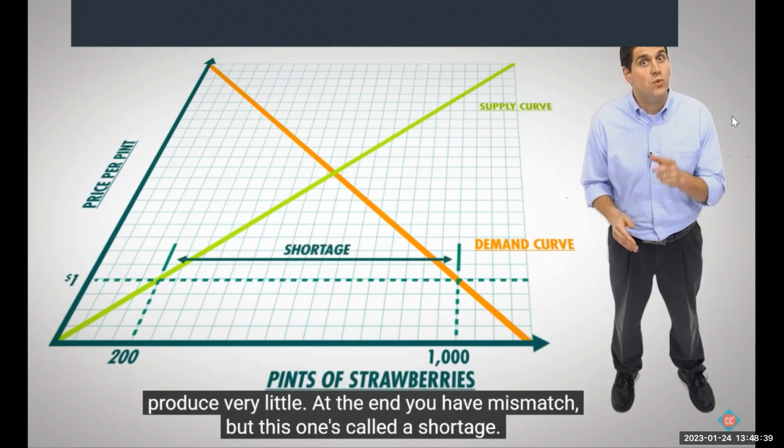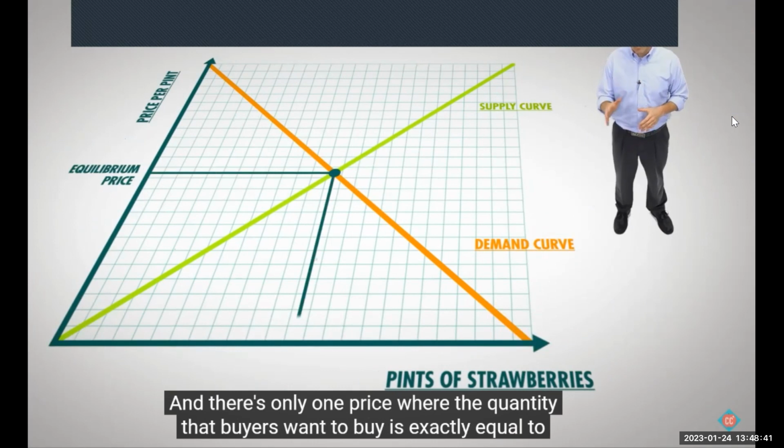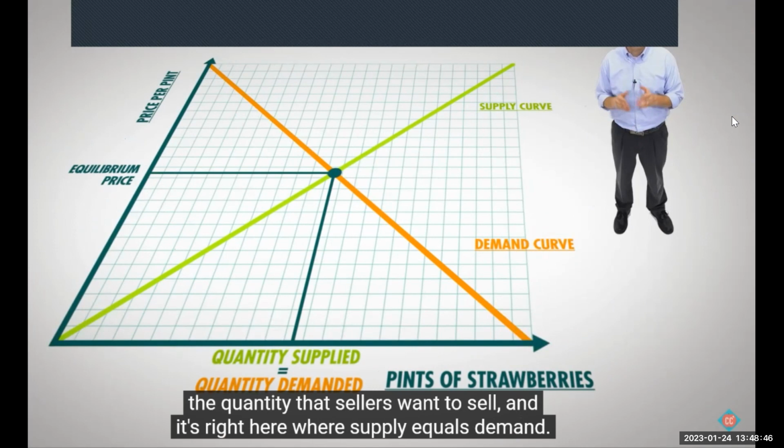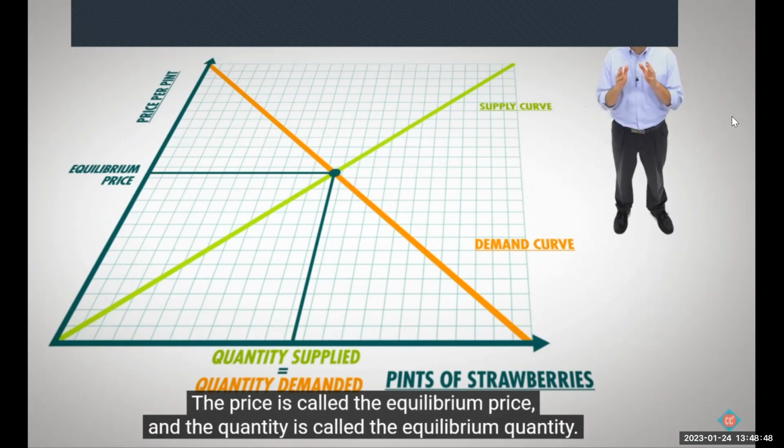Again, you have a mismatch, but this one's called a shortage. And there's only one price where the quantity that buyers want to buy is exactly equal to the quantity sellers want to sell. And it's right here where supply equals demand. The price is called the equilibrium price, and quantity is called the equilibrium quantity.